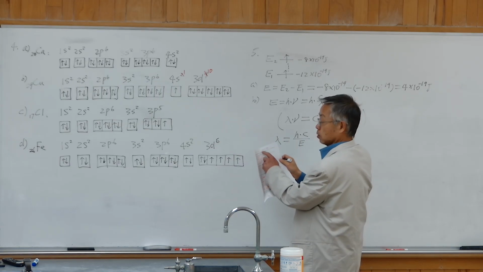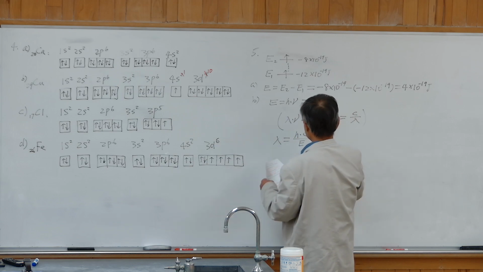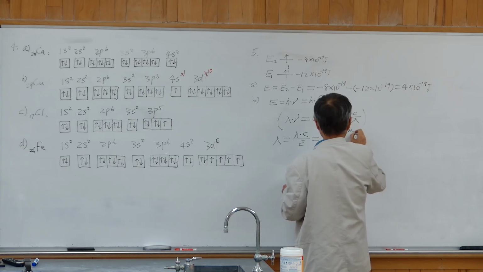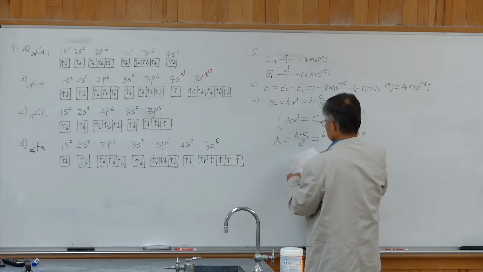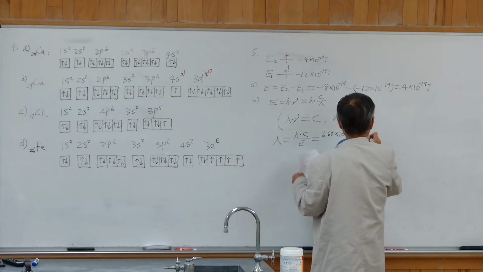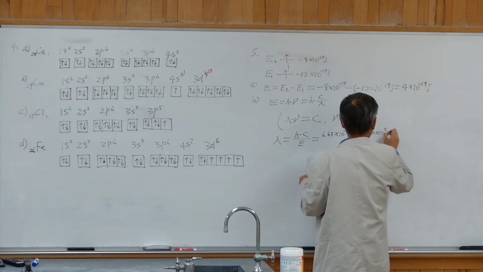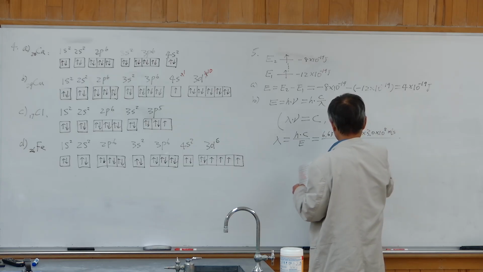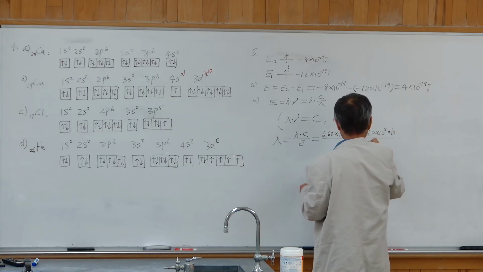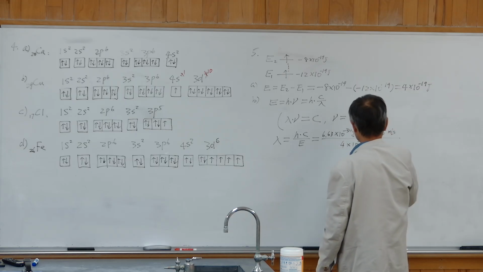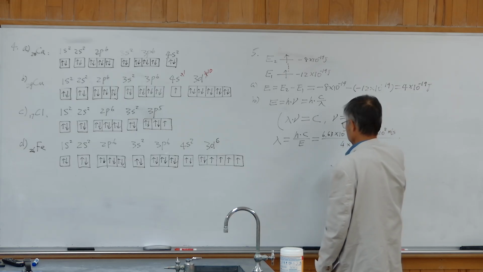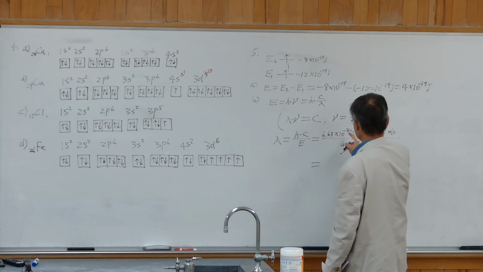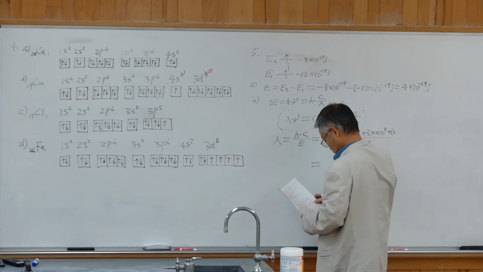h is the Planck constant. I provided the value on the top of this sheet. So 6.63 times 10 to the negative 34 joule second. c is the light speed, also provided here. 3 times 10 to the 8th power meters per second. Energy, we just calculated, so it's 4 times 10 to the negative 19. So joule cancels this joule. Second cancels this per second, left over meter. So use a calculator, figure out 6.63 times 3 divided by 4.